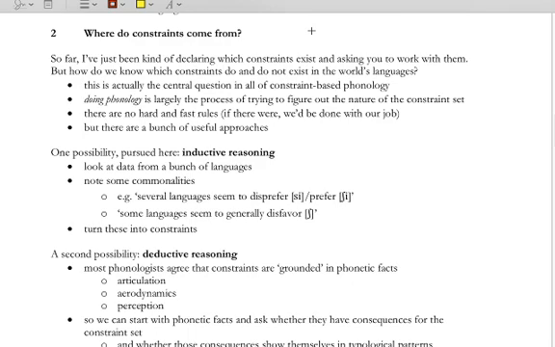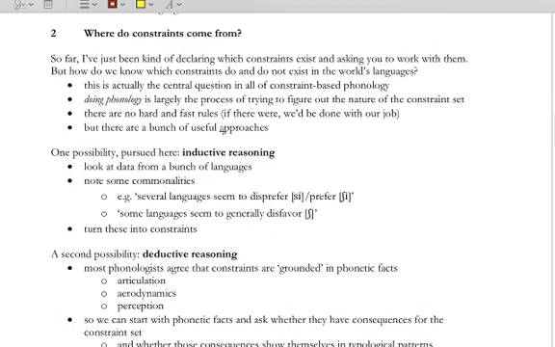And this is, in some sense, the central question in all of constraint-based phonology. If we're doing optimality theory, then any question we have about phonological systems is, in some sense, a question about what's in the constraint set. And in this framework, doing phonology is basically the process of trying to figure out the nature of the constraint set. In order to do this, there are no hard and fast rules about figuring out constraints. If there were, then we'd be done with our jobs and I'd have nothing to teach you. But there are a bunch of useful approaches, and I wanted to go over two broad kinds of approaches to this problem in this lecture.